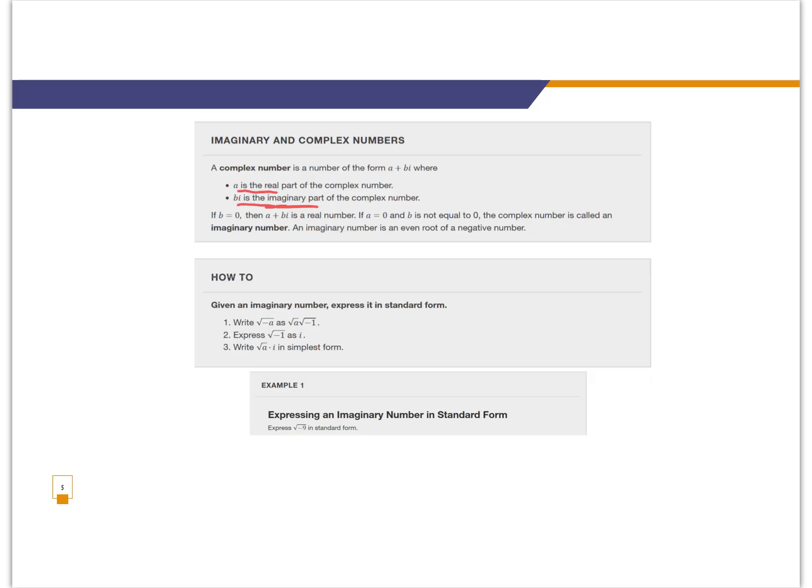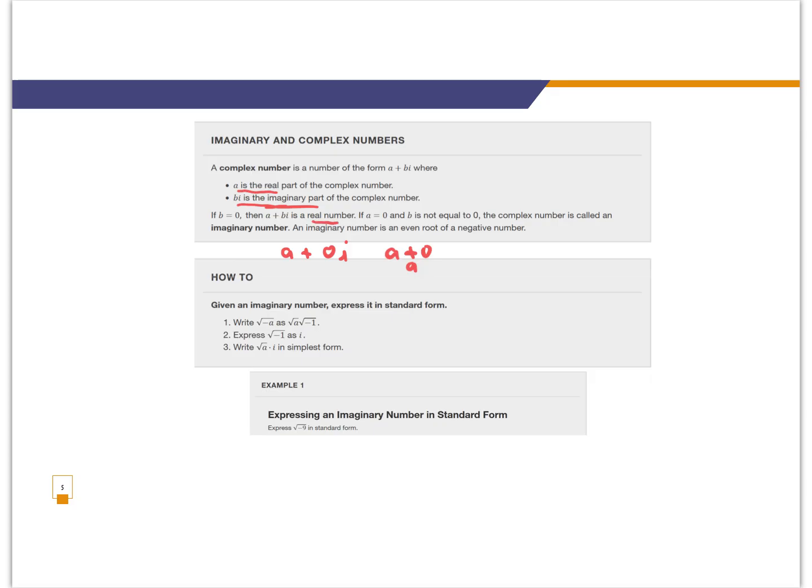If b is equal to 0, then a plus bi is just a plain real number, because why? a plus 0i. Well, 0 times anything is just 0. So a plus 0 is just a. It's just a real number. That's what it means. If b was 0, then you just have a real number.